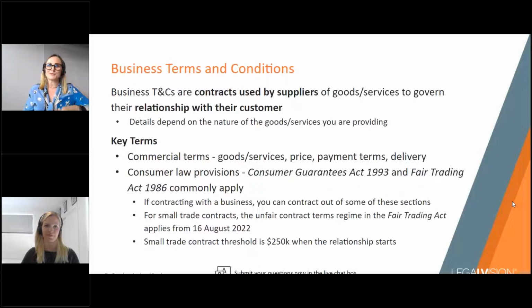However, if you then proceed to rely on those terms once they've been deemed or declared unfair, you could be liable for a penalty, and the court may impose a penalty and other remedies on you.